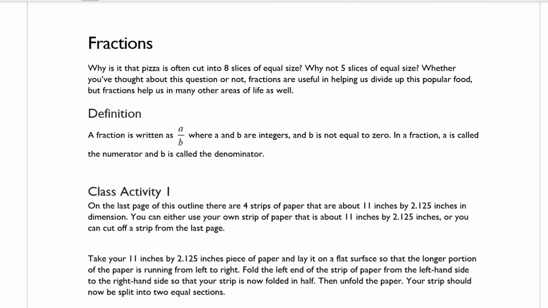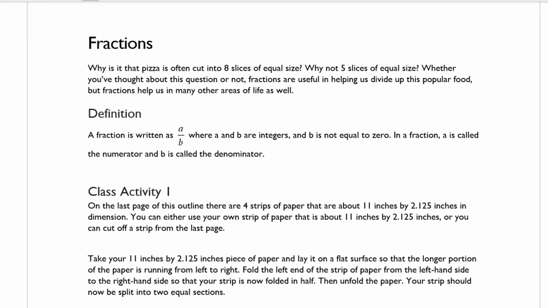So let's define a fraction first. A fraction is written as a divided by b, where a and b are both integers and b is not equal to 0. In a fraction, a is called the numerator and b is called the denominator. Now, if you don't remember what an integer is, that is any positive or negative whole number or 0.